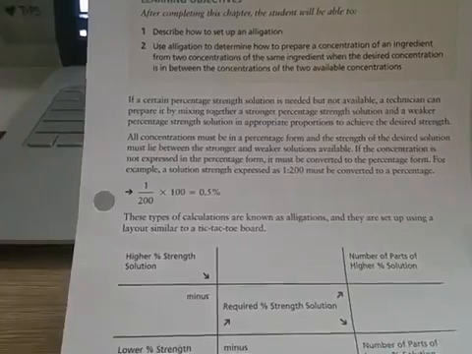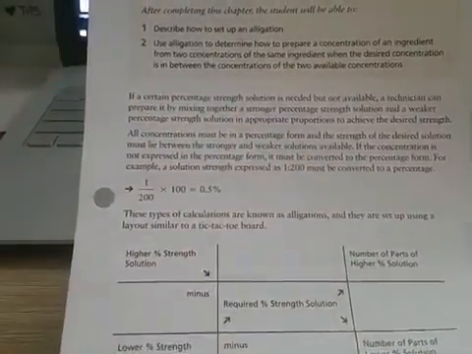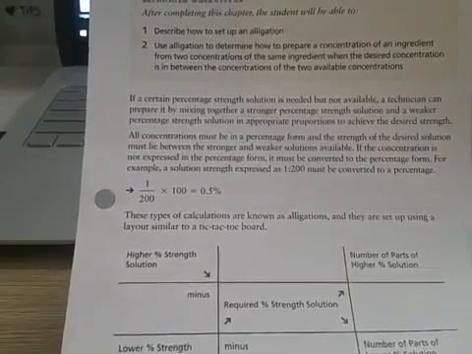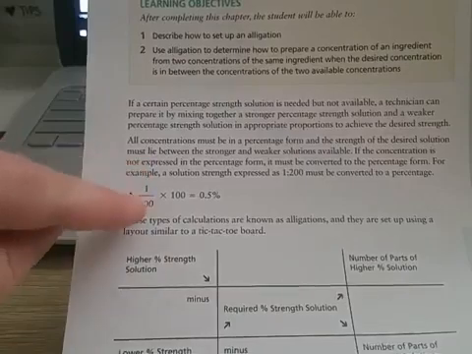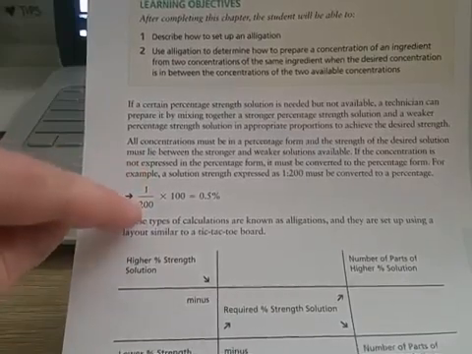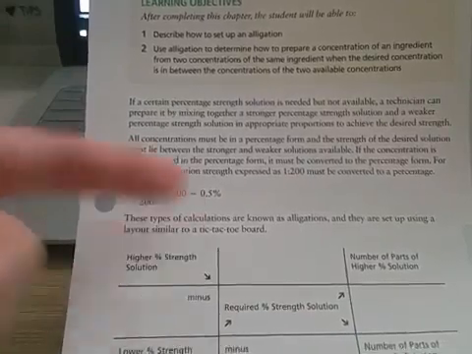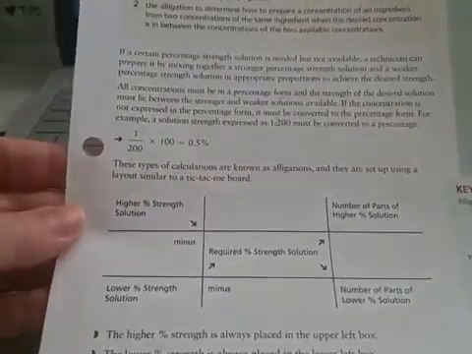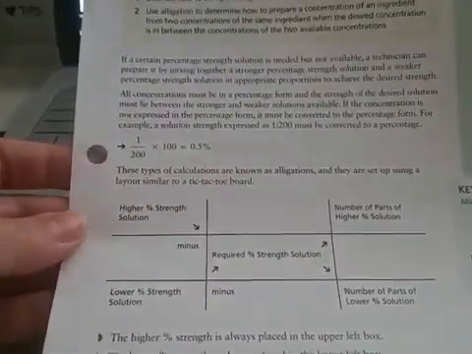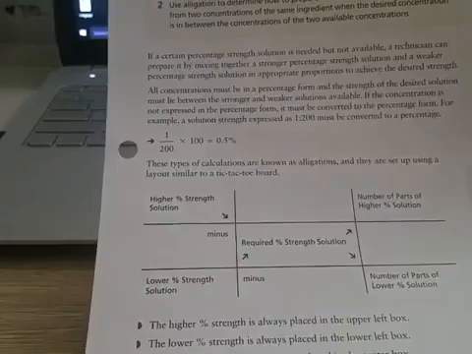In other chapters, we learned that this basically means to do 1 divided by 200, multiply it by 100, and you get a percentage. So you divide the parts by the given part, and then multiply by 100 to get a percentage. These types of calculations are known as alligations, and they're set up using a similar tic-tac-toe board. So what are the rules to do this?